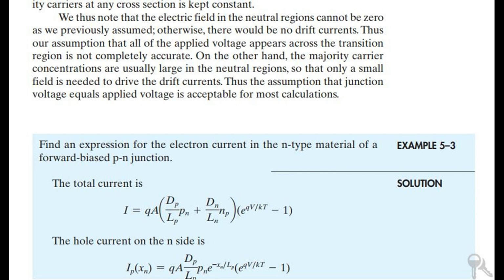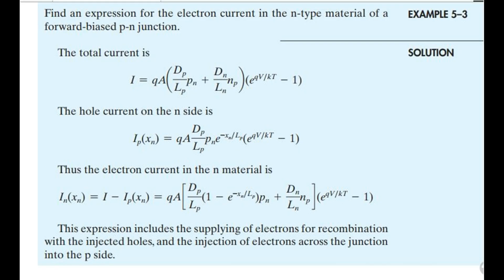Find an expression for the electron current in the N-type material of a forward-biased p-N junction. The total current is... The whole current on the N side is... Thus the electron current in the N material is... This expression includes the supplying of electrons for recombination with the injected holes, and the injection of electrons across the junction into the P side.